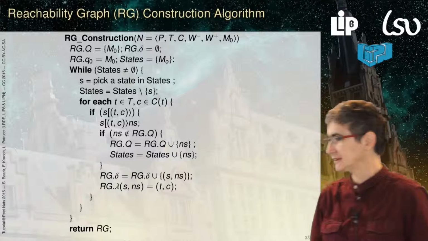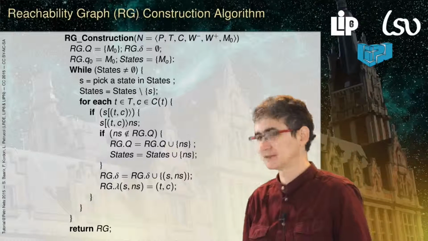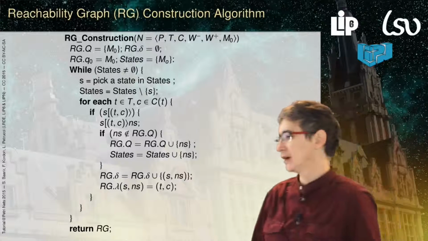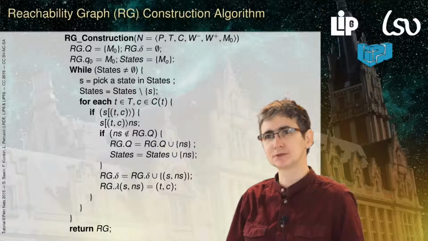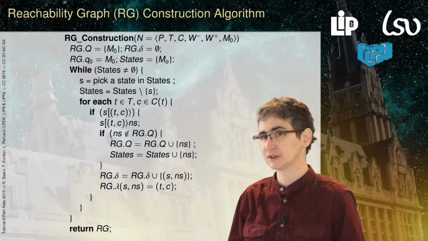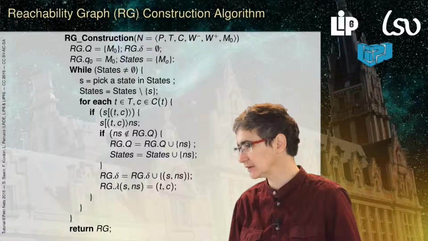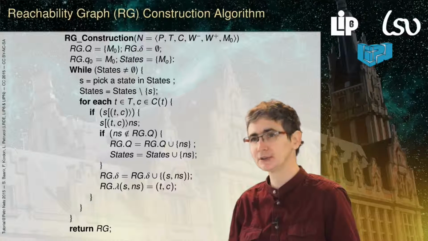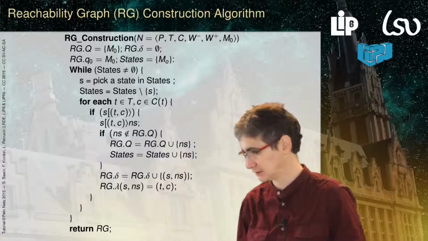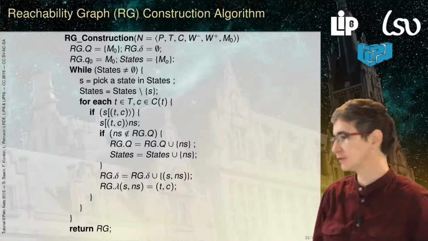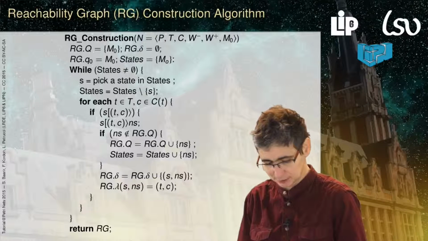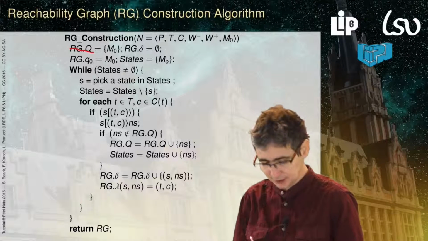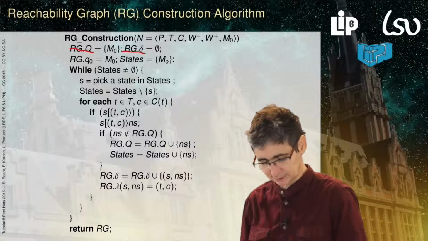Okay, so let's see the reachability graph construction algorithm and the most basic version of what we can do here. When we want to construct the reachability graph, we'll construct a graph starting from the initial state of the symmetric net, and then we'll explore all possibilities of firing and new states that are generated. So we'll have a graph with a set of states that will be rg.Q here, and we'll have a set of arcs that will be rg.delta.